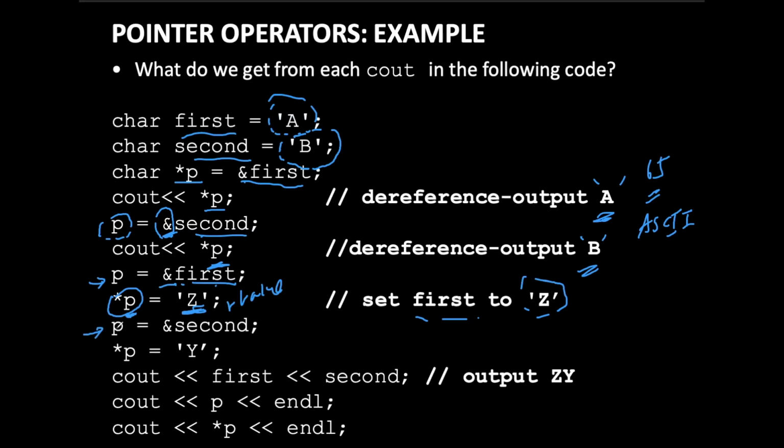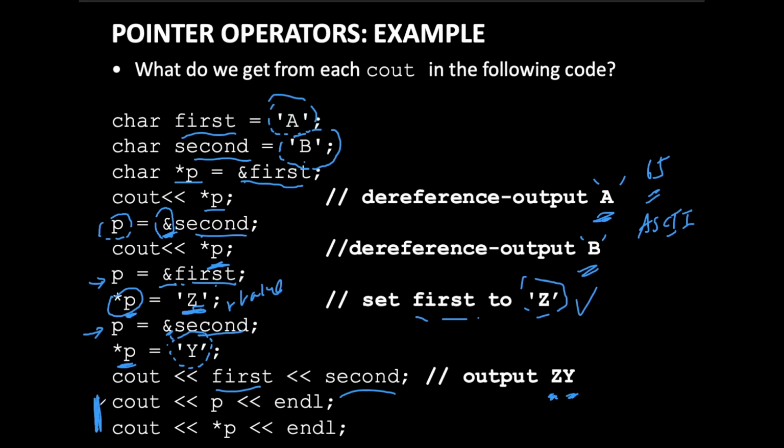Let's look at this again. P now equals ampersand second, which means P now has the address of second. When you dereference P, you're changing the value of second. So second now is going to have a value of Y instead of B. This is the reason when you print first and second out, as we illustrated before, second now has a value of Y. First remains Z because we just did it right here.